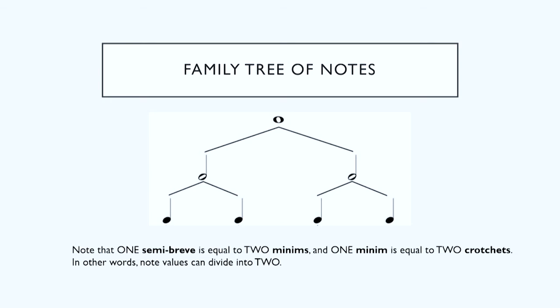In the last video you learned about semibreves, minims and crotchets. If you look at this diagram, which you'll see on your screen now, you'll see that one semibreve can be divided into 2 minims, and 1 minim is equal to 2 crotchets. So each of the notes can divide equally into 2.